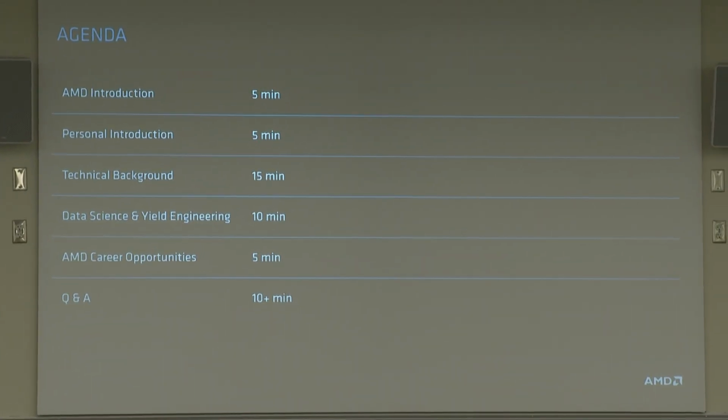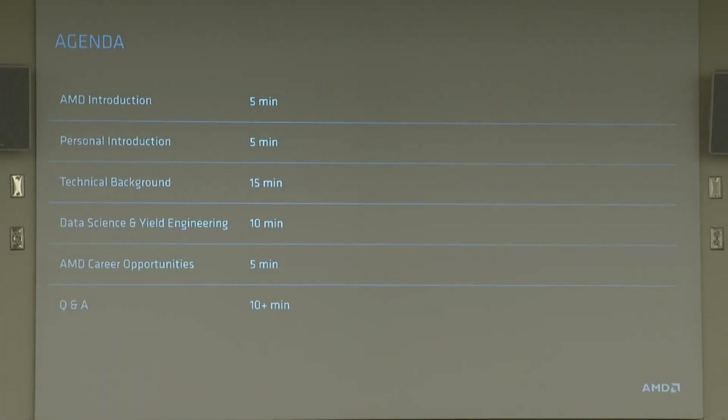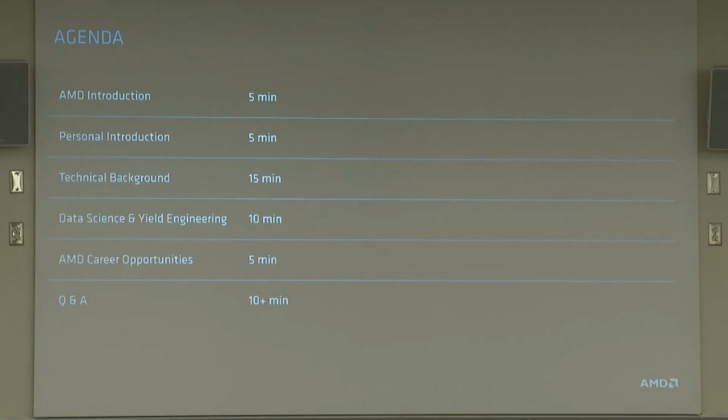So here's a quick preview of what we're going to be talking about today. I'm going to be going over what is AMD, who am I, and give you a little bit of context on what we're going to be talking about today. And then after that, I'm going to go briefly into data science and yield engineering. I'll cover what the word yield means in further slides. And then I'm going to cover what career opportunities AMD has and why you'd want to work at AMD, and then some Q&A at the end.